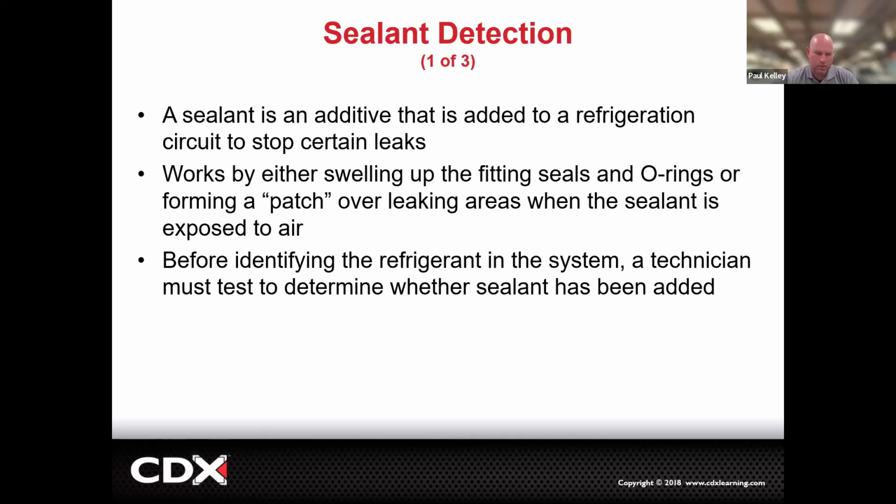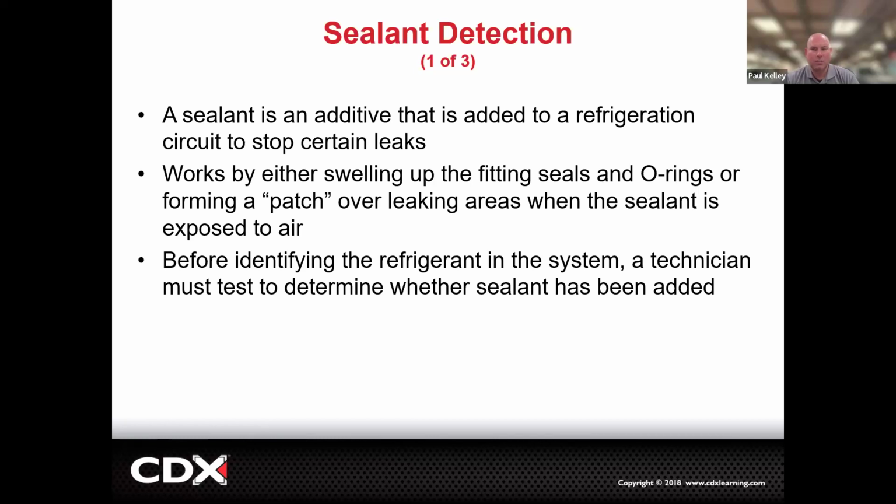We don't want sealant. We don't deal with sealant. Sealant's not good. Diagnose the leak, fix the part. Sealant's not the way. Makes sense? But it is a thing. The problem with sealant is if you go to recover the system and the sealant goes into your machine, it's contaminated.